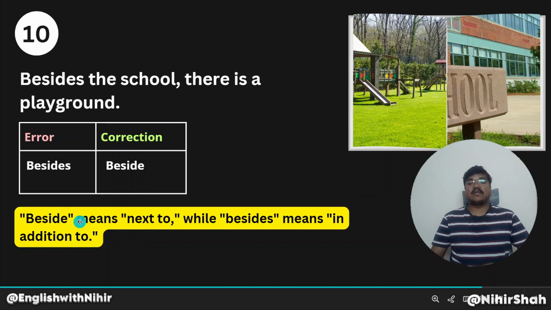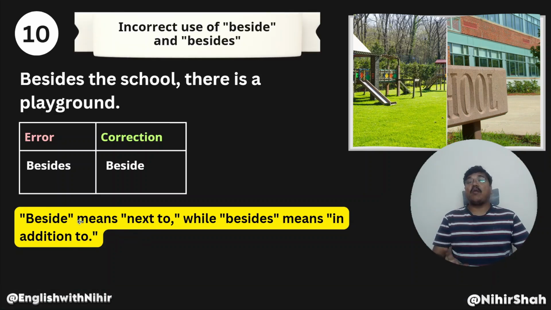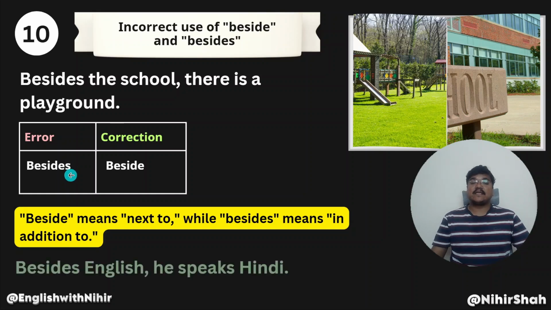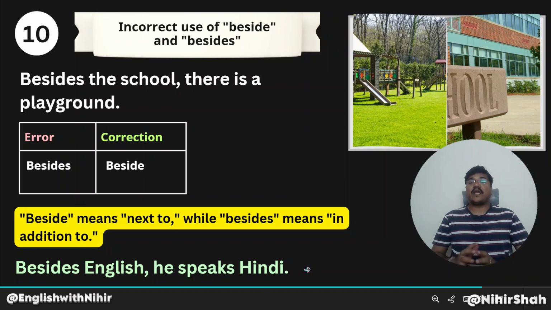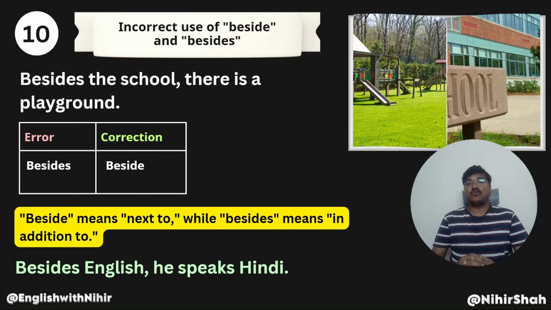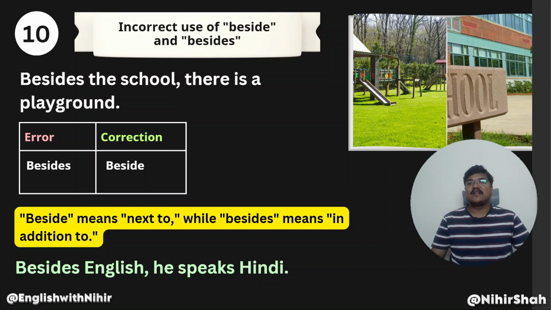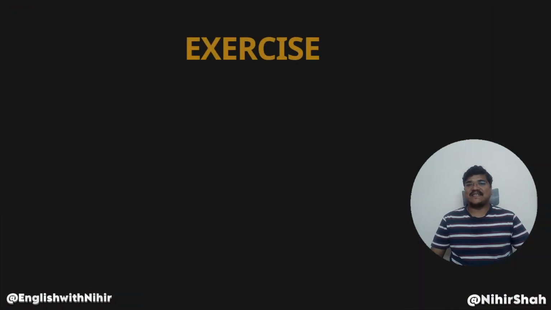Okay, please remember this. There is a common mistake that we make between these two words. One word is beside and one word is besides. Then when can we use besides? See the example. Besides English, he speaks Hindi. Okay, so here besides is used as in addition to. Okay, please remember this.